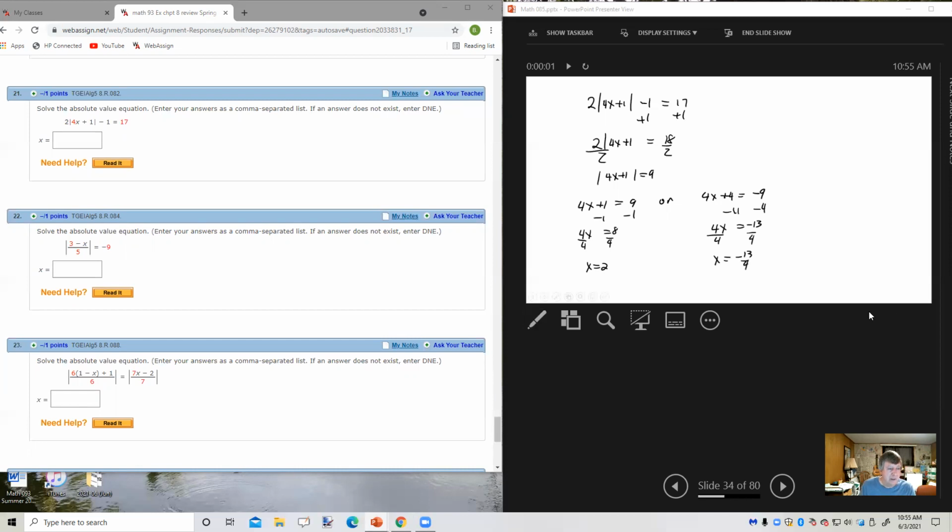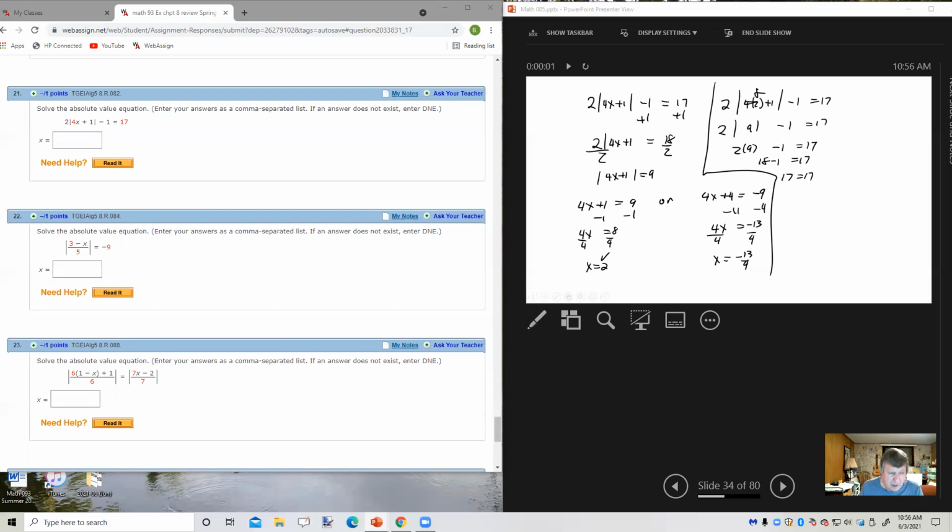All right, so let's check our work. If x is 2, we get 2 times the quantity, the absolute value of 4 times 2 plus 1, minus 1, equals 17. 2 times, let's see, 4 times 2 is 8, 8 plus 1 is 9. Absolute value of 9 is 9. So we get 18 minus 1 equals 17, 17 equals 17.